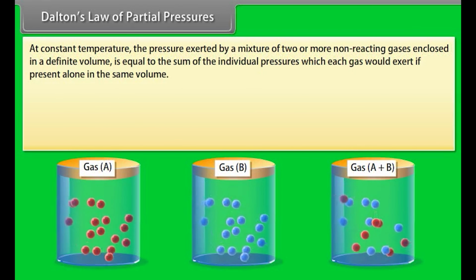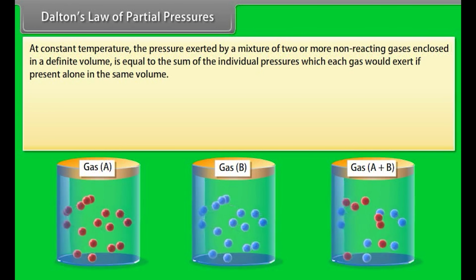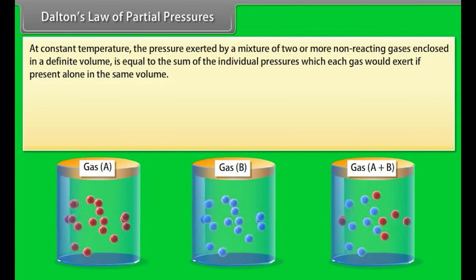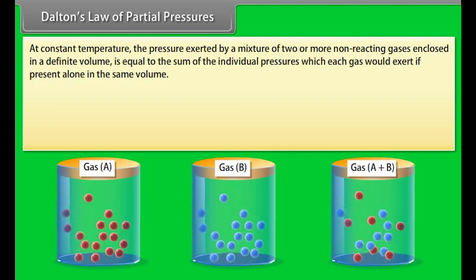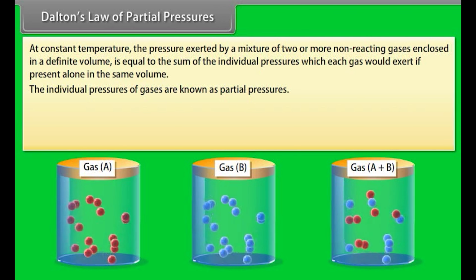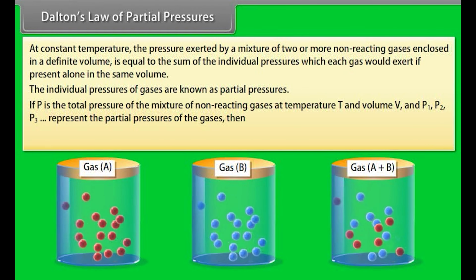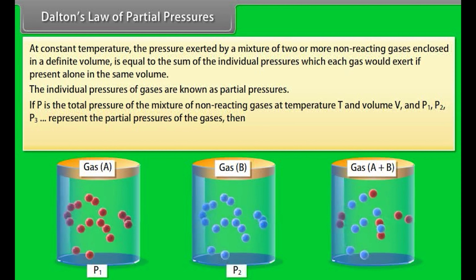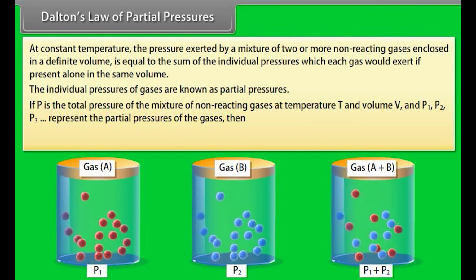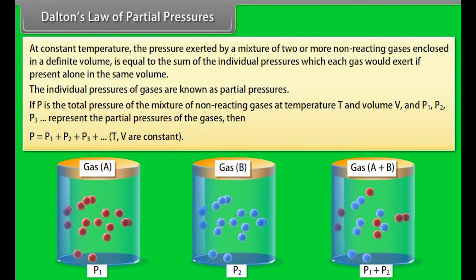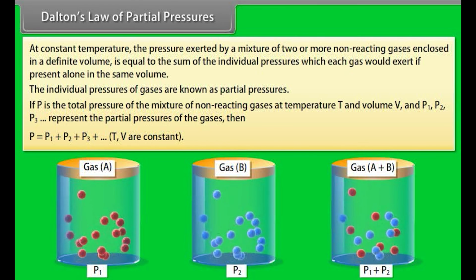Dalton's law of partial pressures. At constant temperature, the pressure exerted by a mixture of two or more non-reacting gases enclosed in a definite volume is equal to the sum of the individual pressures which each gas would exert if present alone in the same volume. The individual pressures of gases are known as partial pressures. If P is the total pressure of the mixture of non-reacting gases at temperature T and volume V, and P1, P2, P3 represent the partial pressures of the gases, then P = P1 + P2 + P3 + and so on, where T and V are constants.